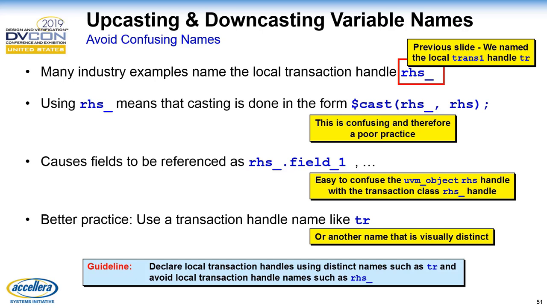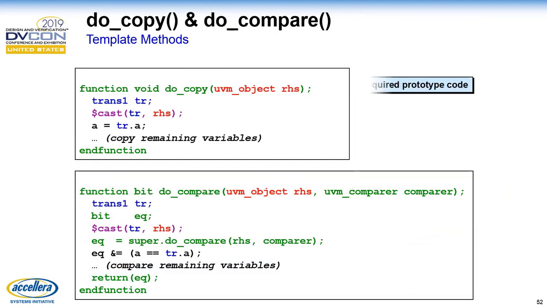Okay. So we've got that guideline that we always share: declare the local handles to be something distinct, not RHS underscore. You can't change RHS at the top. That's part of the prototype. You cannot change that, but you have a choice on what name you use inside of the do methods. And when it comes to methods such as do copy and do compare, here are two common examples. You've got the required prototype at the top, and then you declare your own transaction and you cast the RHS handle to your local transaction.